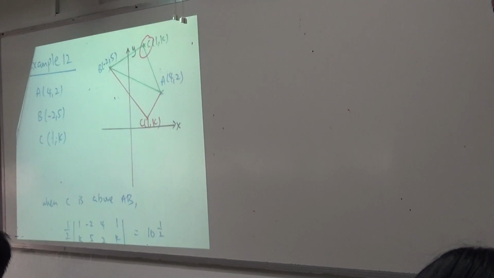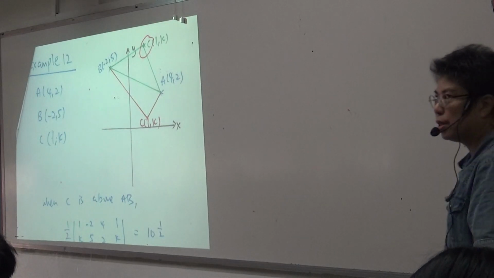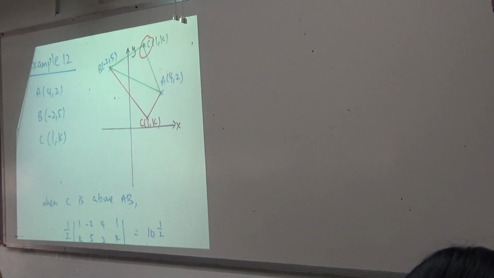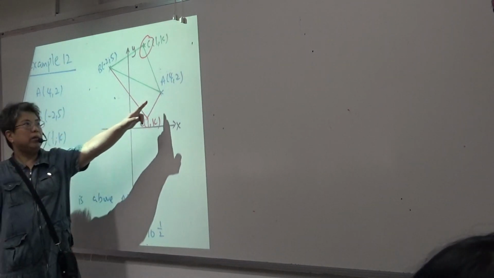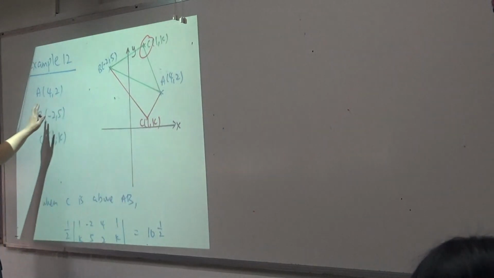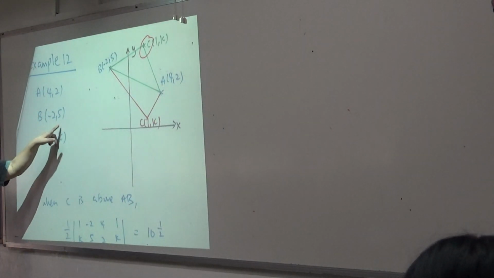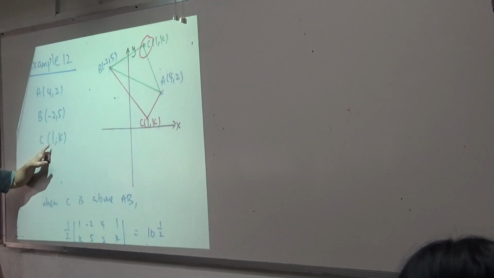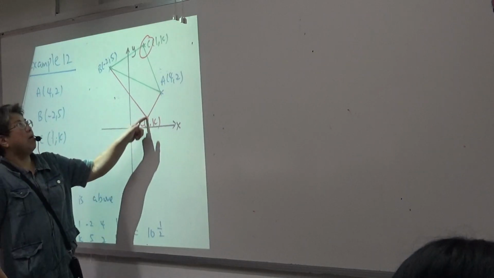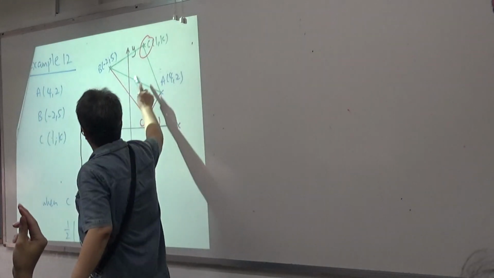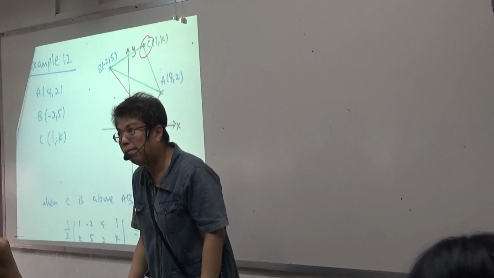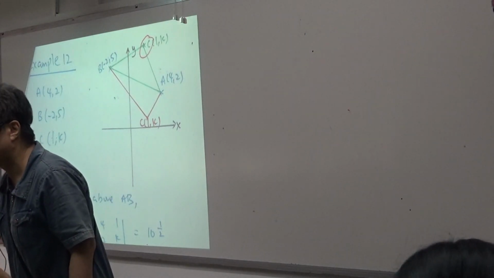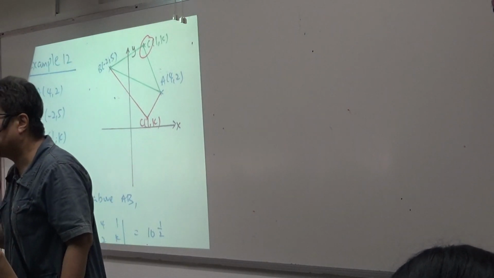Example 12. Now, all of you look at the coordinates. Everybody listen, please. My A is (4, 2). I know it's somewhere here, right? Where's my B? (-2, 5). So I know it's somewhere here. And look at my C. My C is what? (1, k). That means it must lie along x = 1. But don't forget, C can be here or C can be here. Am I right? There are 2 possible triangles. Am I right to say that? Can or cannot?